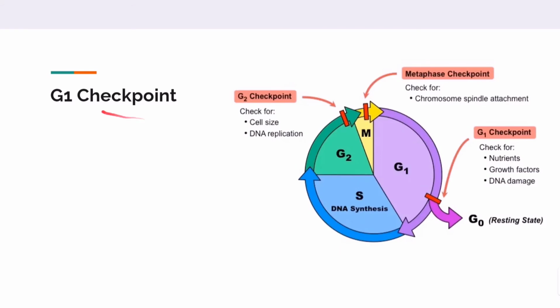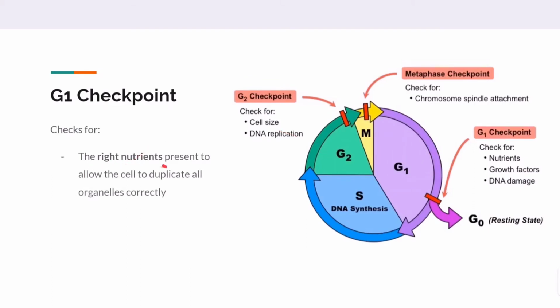So our G1 checkpoint, at the end of our G1 phase, checks to make sure that the right nutrients are present, so that it can allow the cell to duplicate all the organelles correctly. Because if we go into G2, where we want to replicate our organelles, if not all the right nutrients are present, our organelles will not be made correctly or effectively enough for the new cells to survive properly.